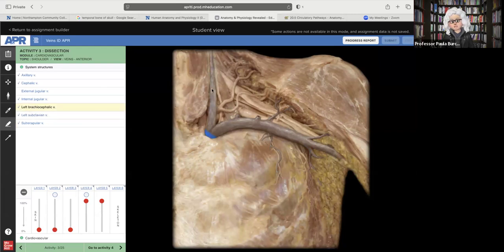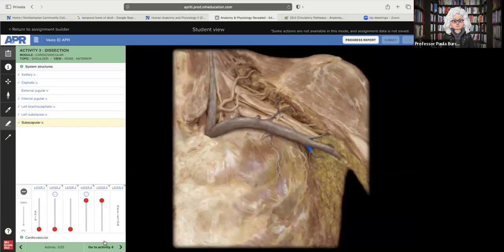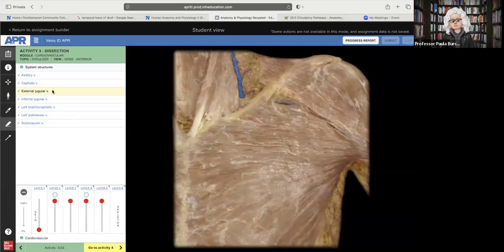So this would be the external jugular. This here is going to be the subclavian. This would be the axillary and the subscapular. And they're all returning blood back to the superior vena cava. Let's see, I must have forgotten one. Here we go. External jugular.